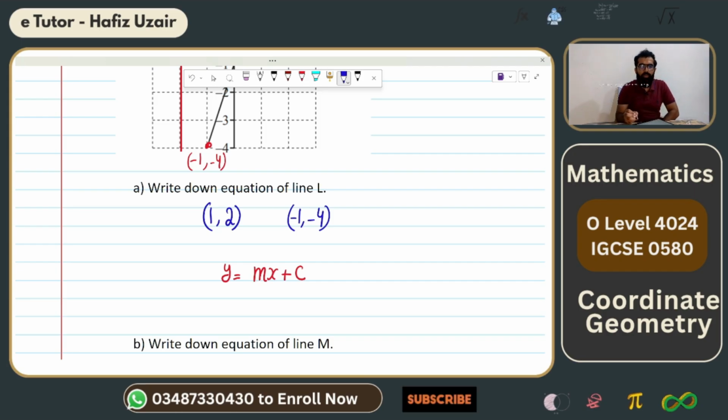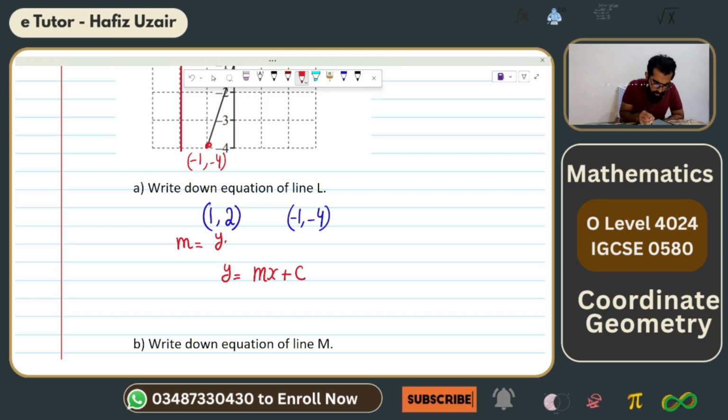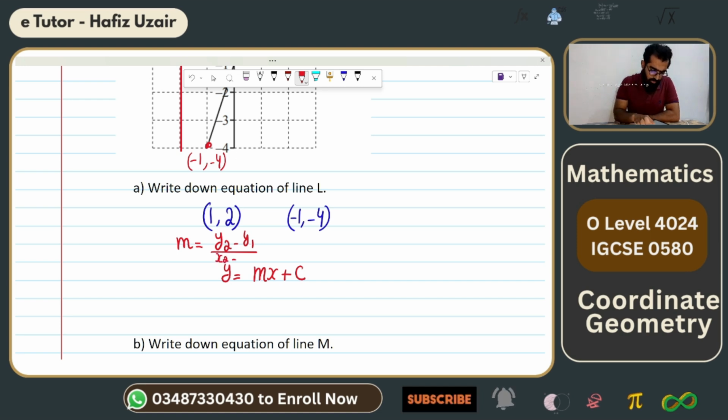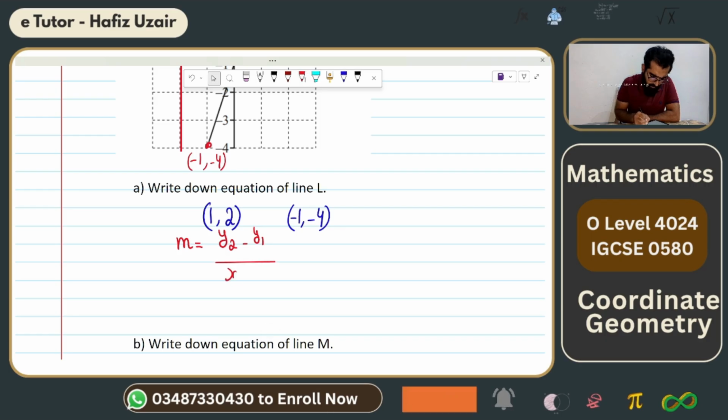Now, what is the formula for gradient? The formula for gradient is m = (y2 - y1) / (x2 - x1). These values of coordinates represent x coordinate, y coordinate. You can choose any point as (x1, y1) and any point as (x2, y2). So this is (x1, y1) and this is (x2, y2).